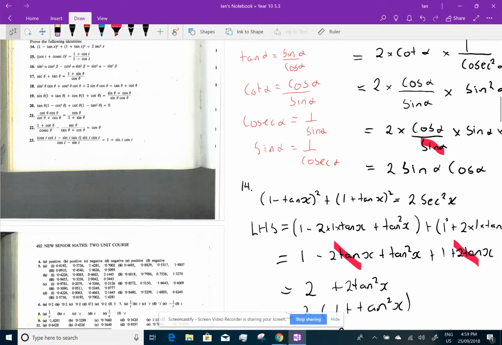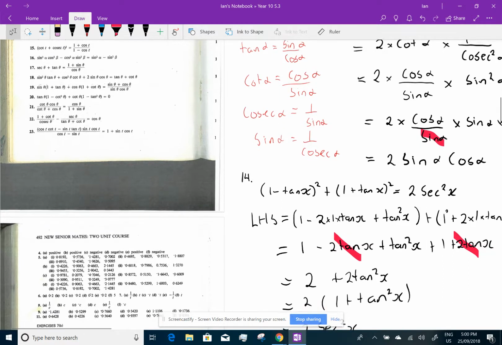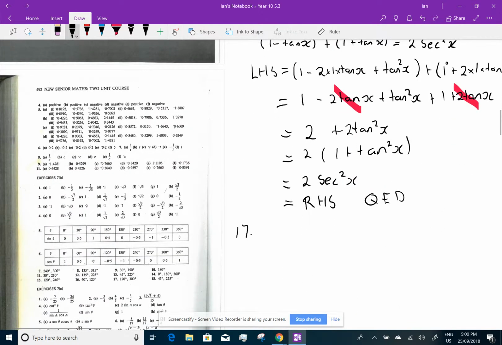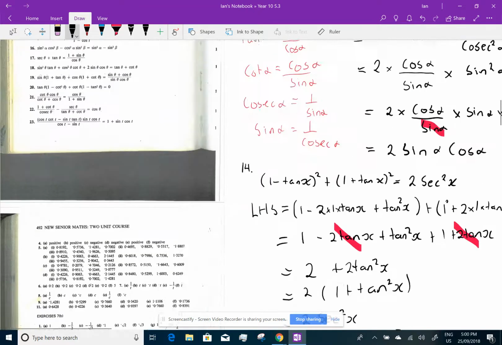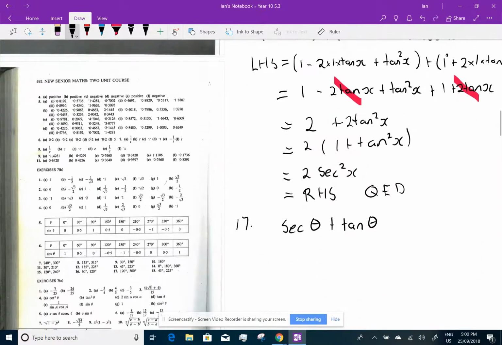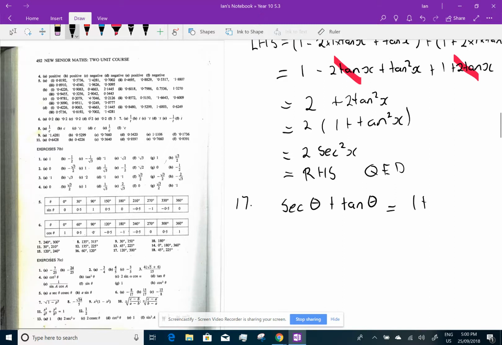Let's have a go at a fractional one. So I'll go to 17. Sec theta plus tan theta equals 1 plus sine theta on cos theta. What are we going to make it look like? 1 plus sine theta all over cos theta.